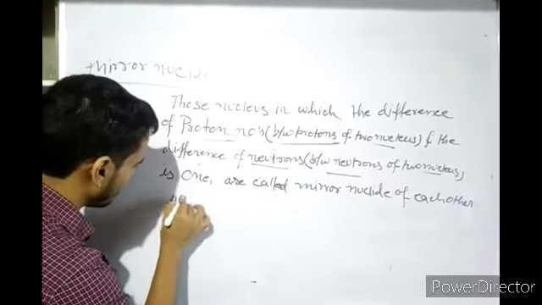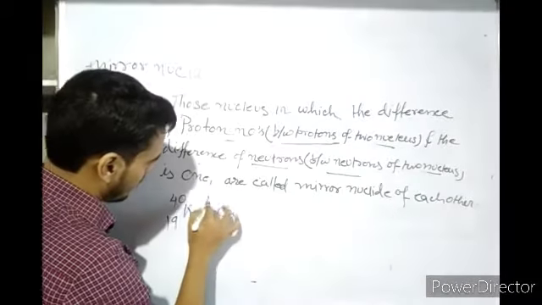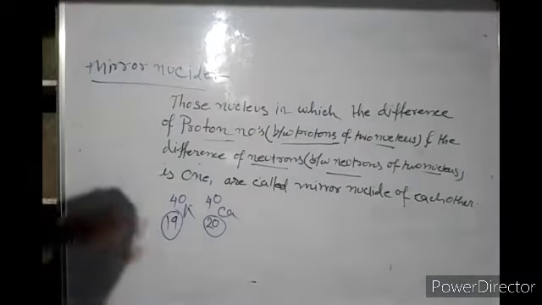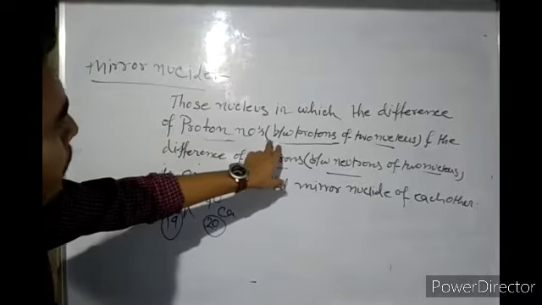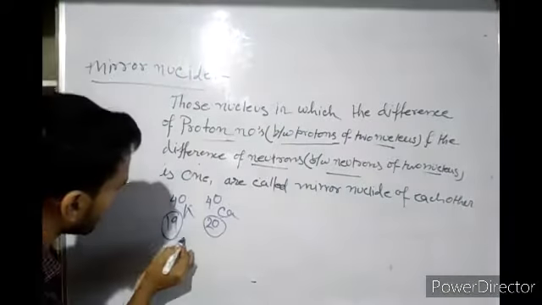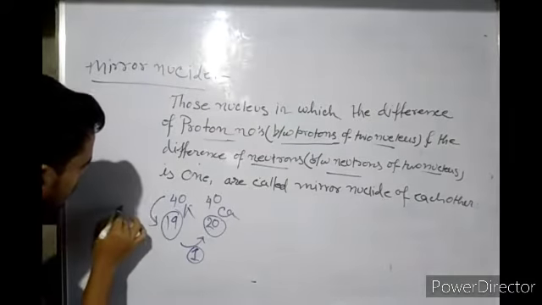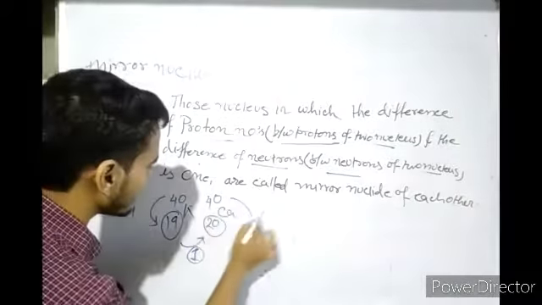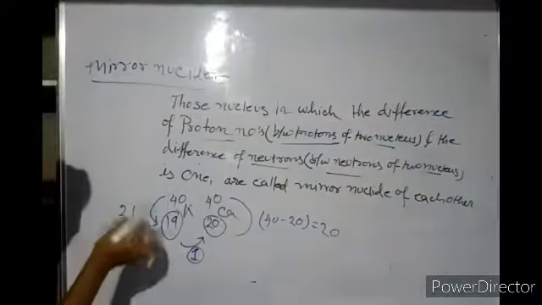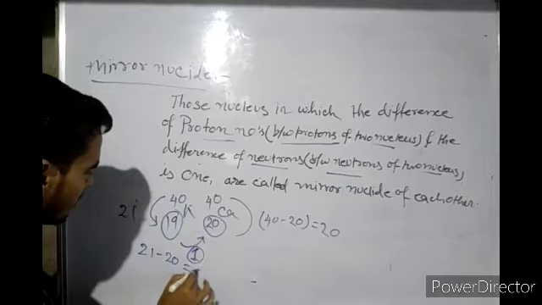Potassium 19-40 and calcium 20-40. Here the proton number is 19, here the proton number is 20. According to the definition, the difference of proton numbers of the two nuclei is 1. Here the neutron number is 21, and here the neutron number is 40 minus 20, equal to 20. So the neutron number difference is 21 minus 20 equals 1.